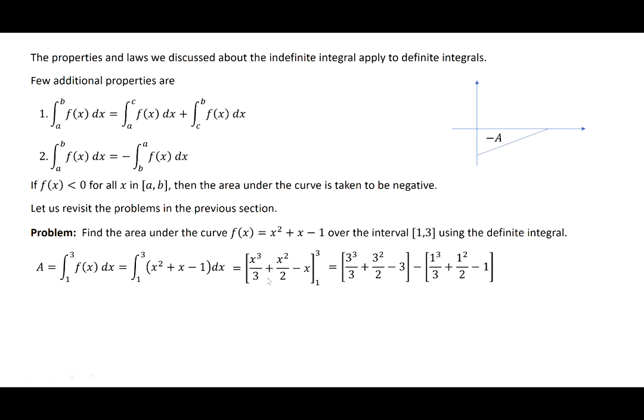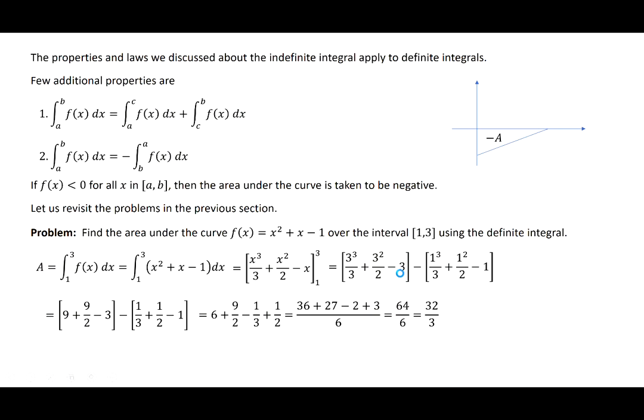That's it. So 3 cubed over 3 plus 3 squared over 2 minus 3. That's what you get when you plug in the upper limit 3. And 1 cubed over 3 plus 1 squared over 2 minus 1. And sure enough, we are subtracting, right? That's it. Whatever this turns out to be. I think I may have gone ahead and said, okay, 3 cubed over 3 is 3 squared, which is 9. And 9 over 2 minus 3, and so on. So it turns out to be 32 over 3.